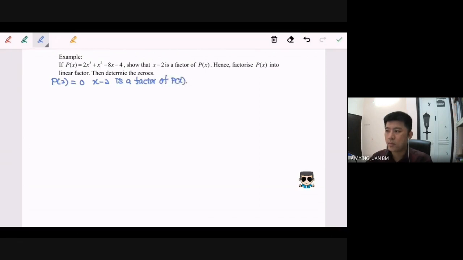Next part, question. Hence, I'm going to use the x minus 2 to find out the other factors. So this time, I'm going to use long division to help me factorize the expression.